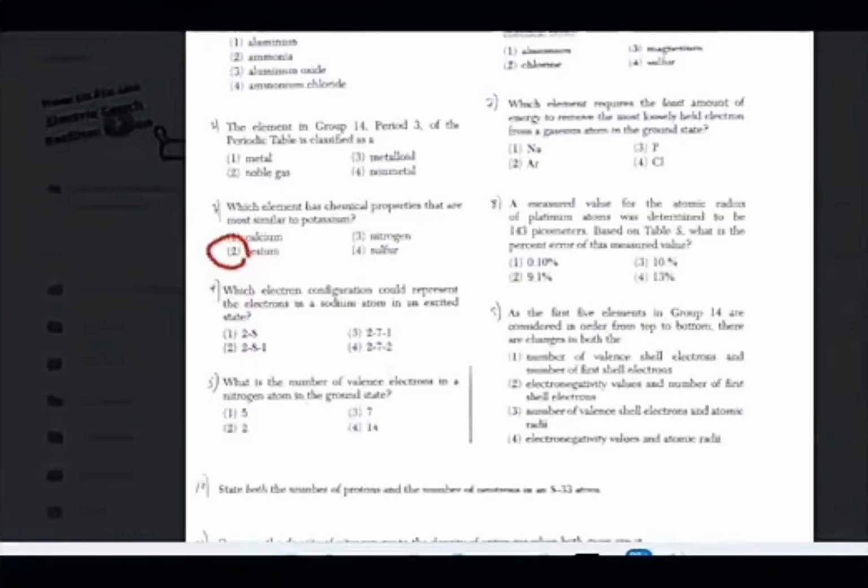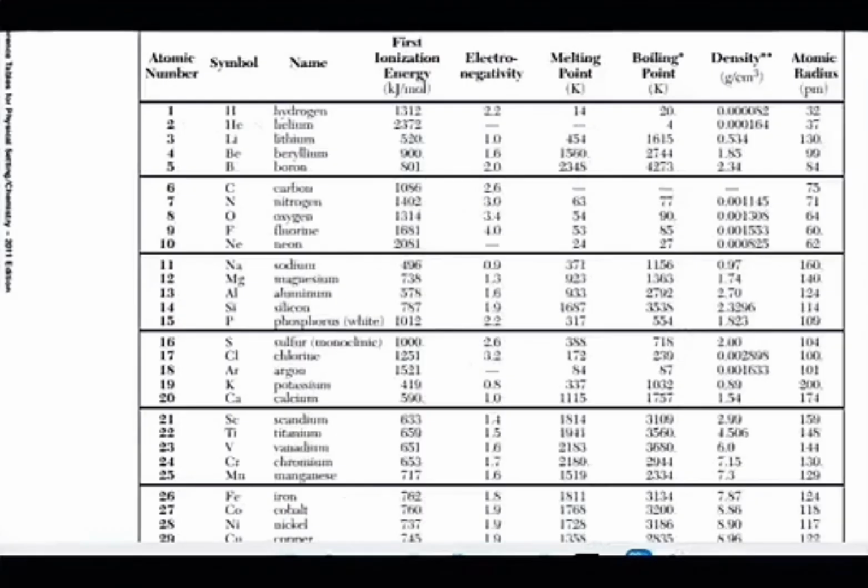For question 4, which electron configuration could represent the electrons in a sodium atom in an excited state? All of the electron configurations that are written on the periodic table are for the ground state. So we want the same number of electrons for sodium. We're going to get that from the atomic number. And then we want it to look different than the ground state. The reason why I have this here again with reference table S is if you don't know the symbol for sodium, go to S first to get the symbol, then go to the periodic table. Okay, sodium is symbol Na. Now I'm going to go to the periodic table and get the electron configuration.